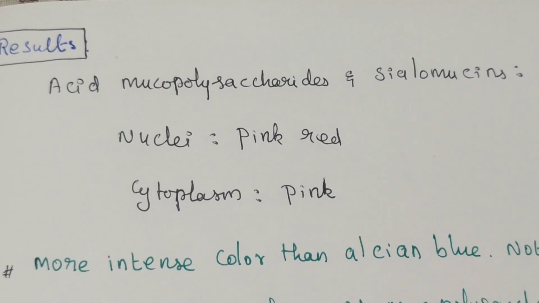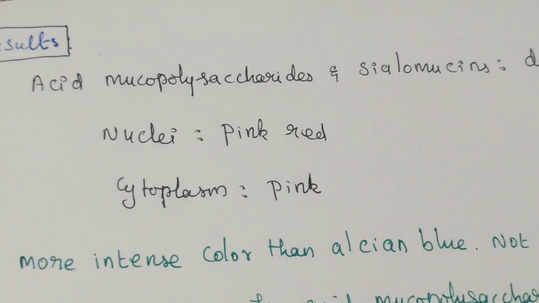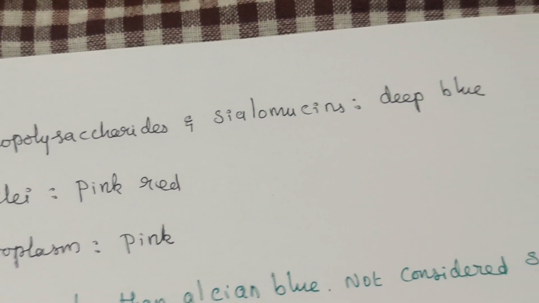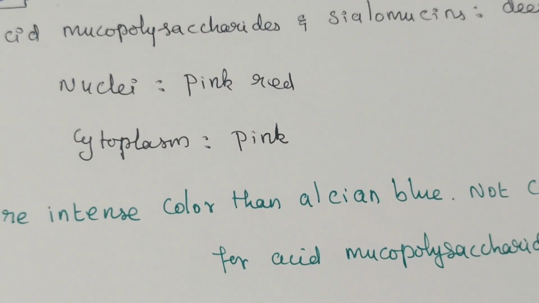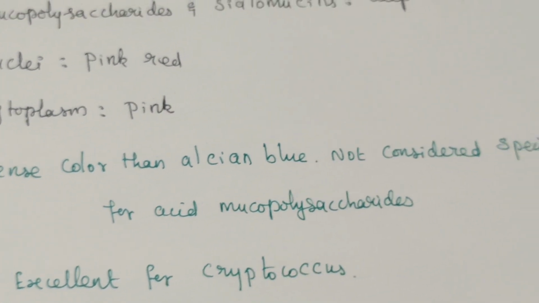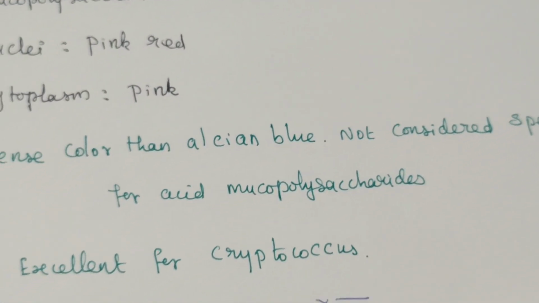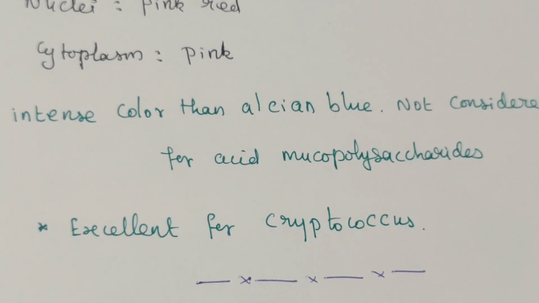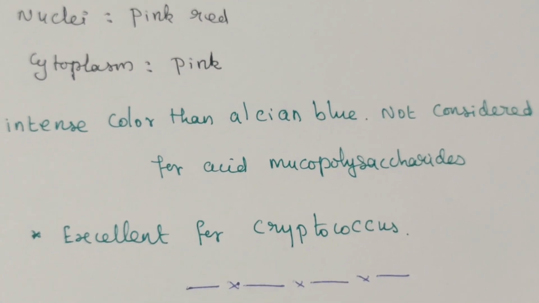Last, the results for the Muller-Mowry colloidal iron method: acidic mucopolysaccharides and sialomucin appear blue, nuclei pink-red, cytoplasm pink. The color is more intense than Alcian blue, and it is not considered specific for acidic mucopolysaccharides. This stain is excellent for cryptococcus.